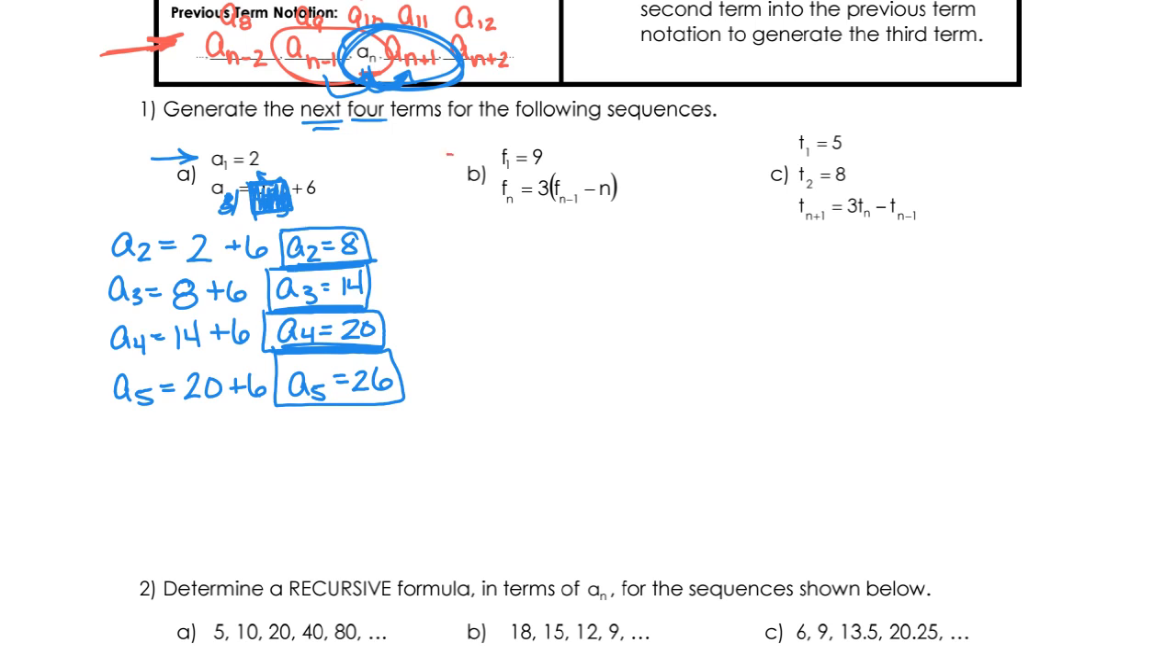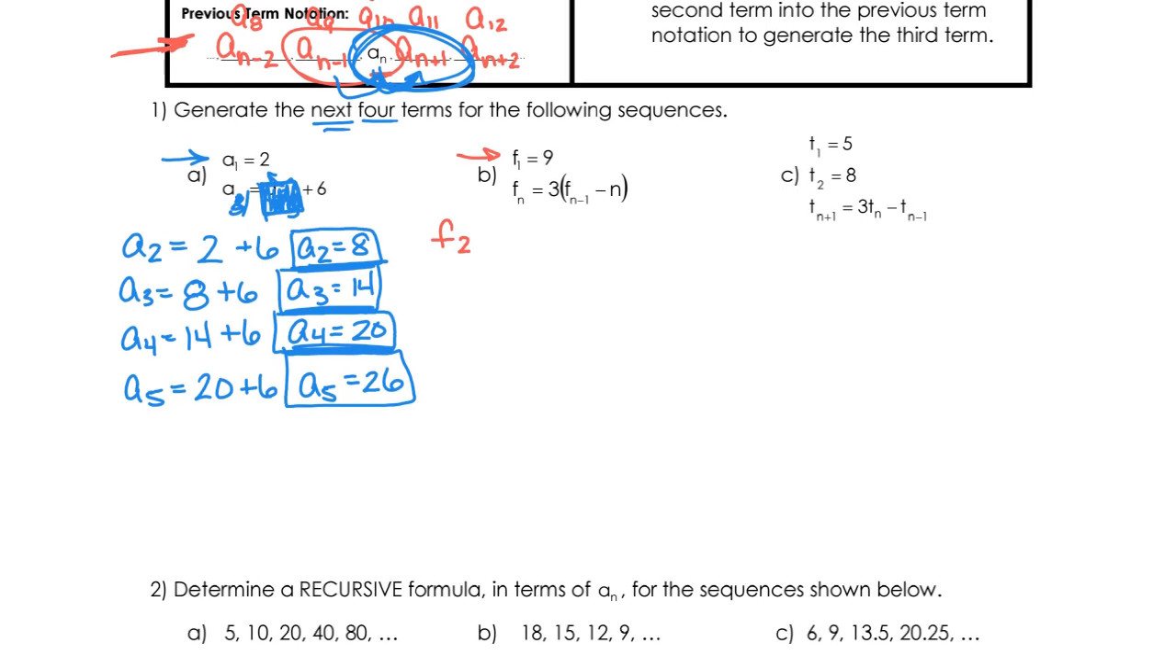All right, so again, the first term is given to us, so we're going to find the second term. So the second term, 3 times, remember this is our previous term notation, okay? And since we're finding the second term, our previous term is 9. So 9 goes in, minus n, and remember n is our subscript, which is 2. And so we put 2 in, and out comes our second term. 9 minus 2 is 7. 7 times 3 is 21.